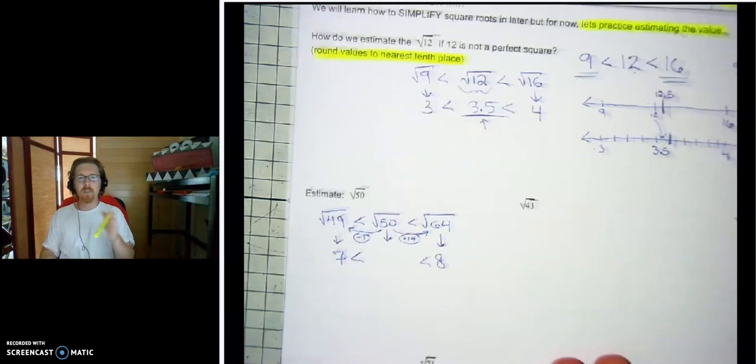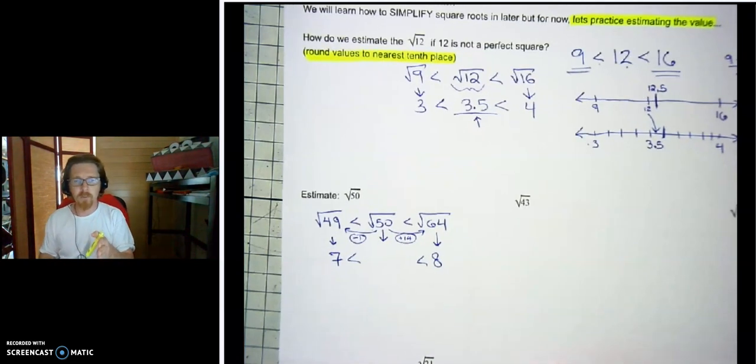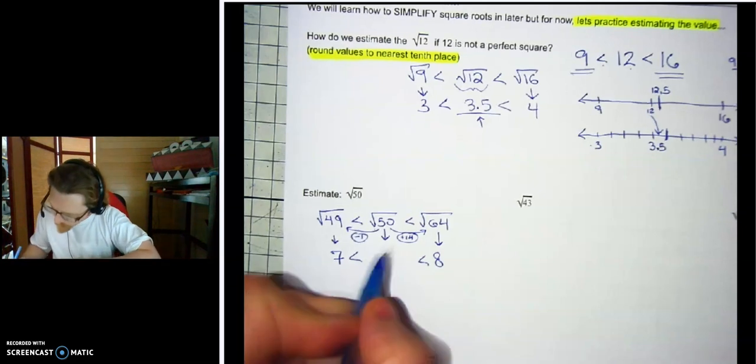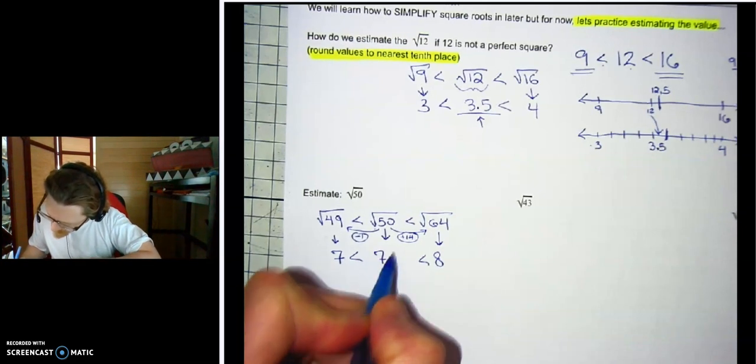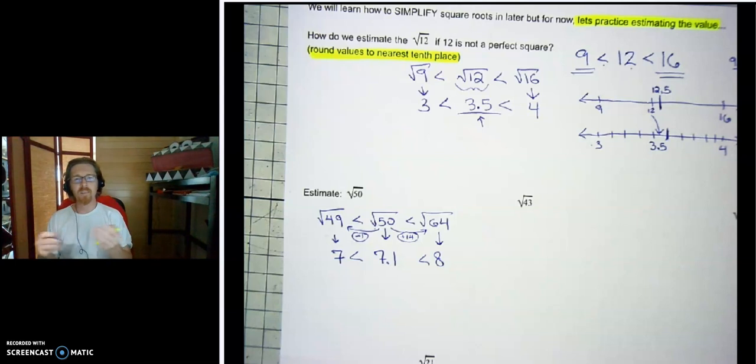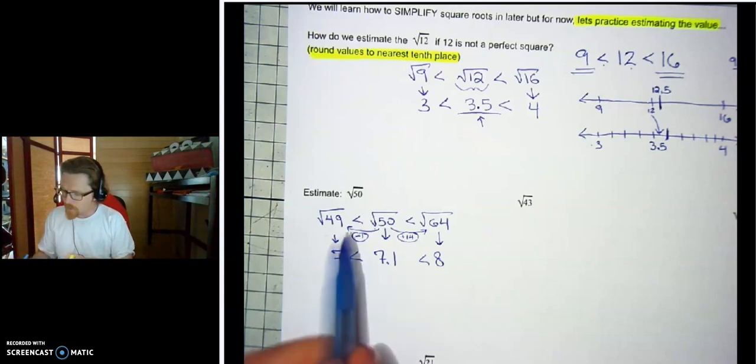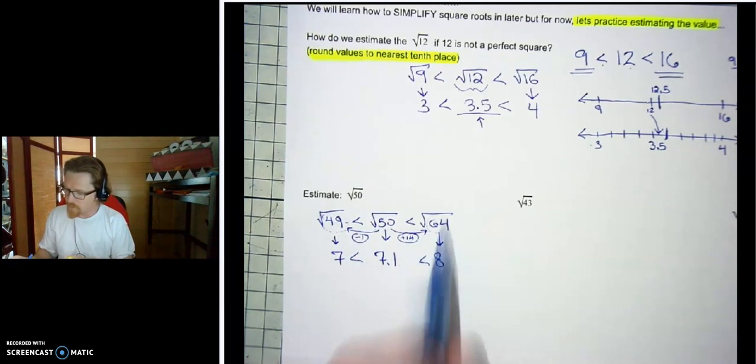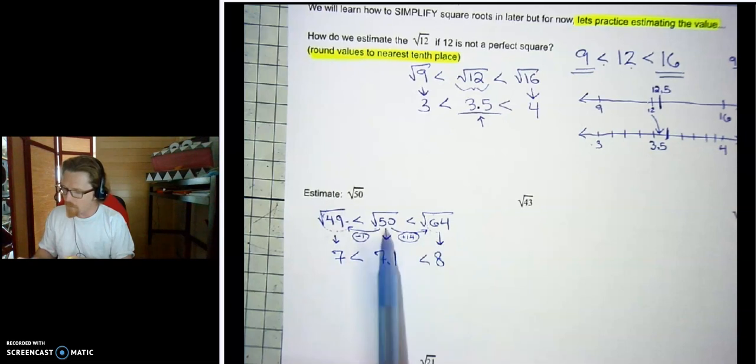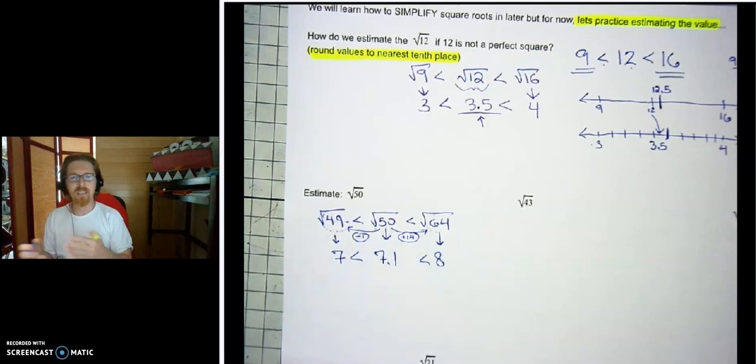So if I'm thinking of the decimal that is the square root of 50, I know that it's not going to be 7.5 because it's way closer to the low end than the high end. And so what is the closest tenths place that I can get that isn't 7? Well, I'm going to guess it's 7.1 because it's that close. So again, you're looking at the closest perfect squares, and then you're looking at how far away it is, and you kind of just guess from there with your tenths place.